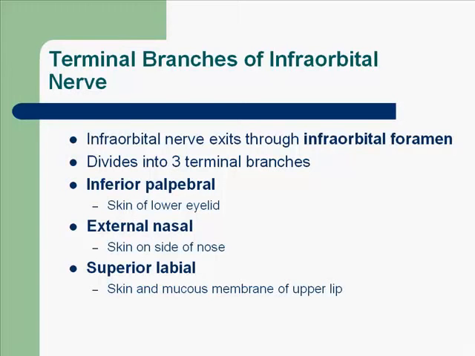Let's talk about the IO nerve and its terminal branches. I believe I had mentioned there are 3 terminal branches. The infraorbital nerve exits through the infraorbital foramen, which I showed you. There are 3 terminal branches: the inferior palpebral, which is the skin of the lower eyelid.